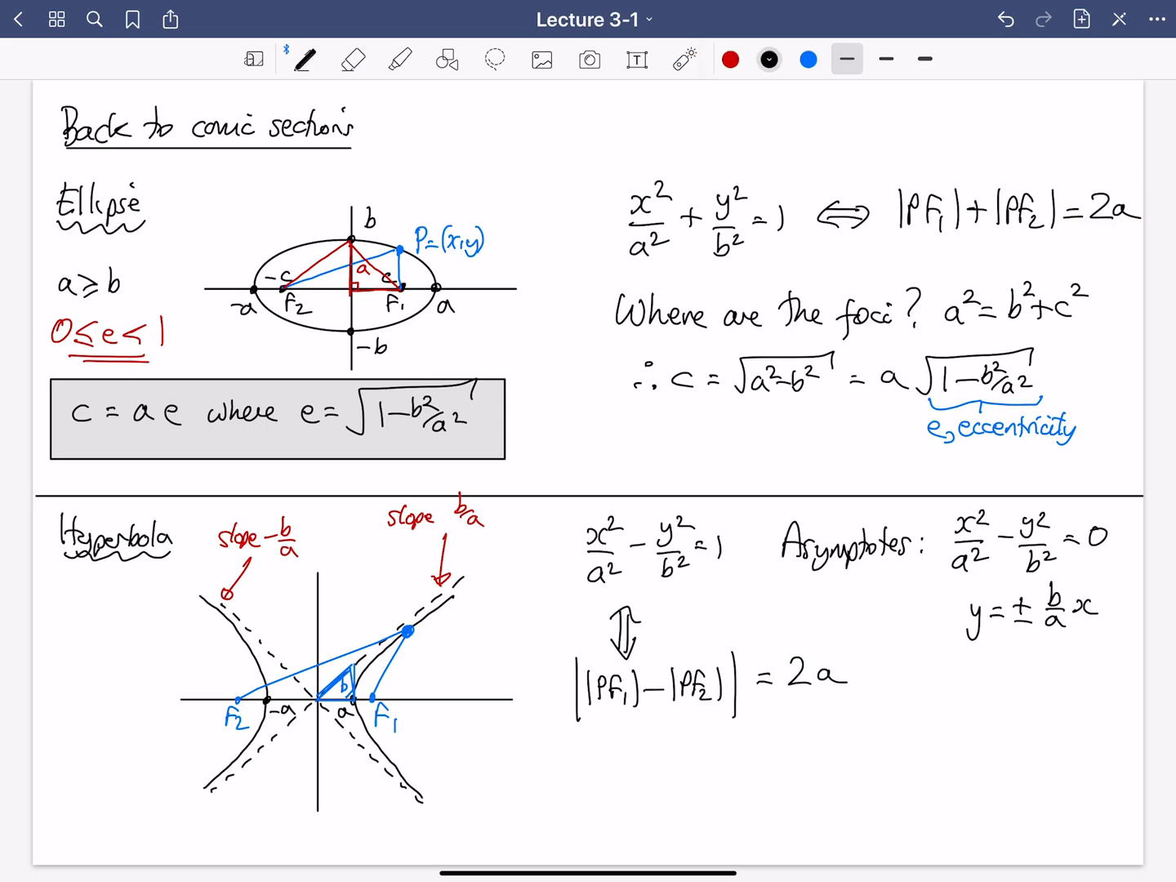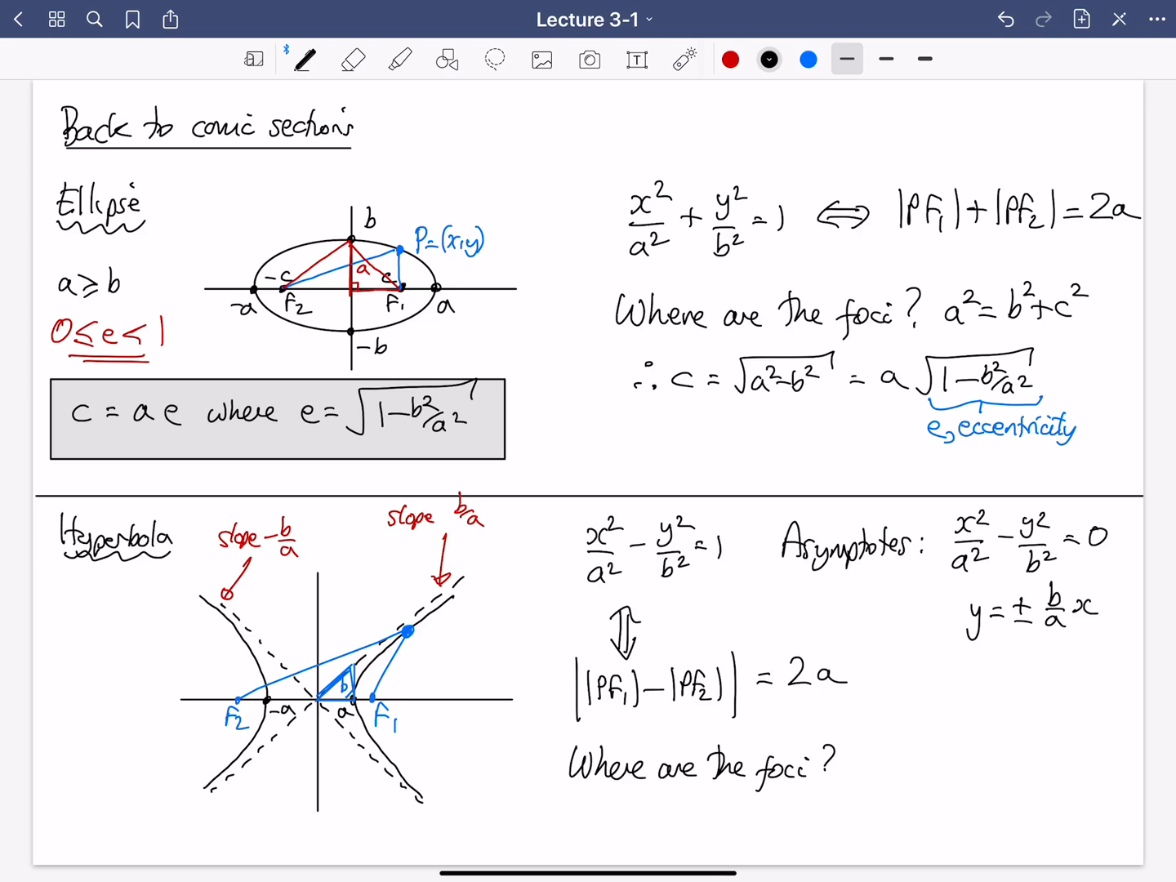Great. So that's the equation, and I'm not proving that these two equations are equivalent. It's very similar to the proof in the case of the ellipse, which you did on a homework. So I think you should be able to work that out for yourself. It's true. But let's again answer this question: where are the foci?